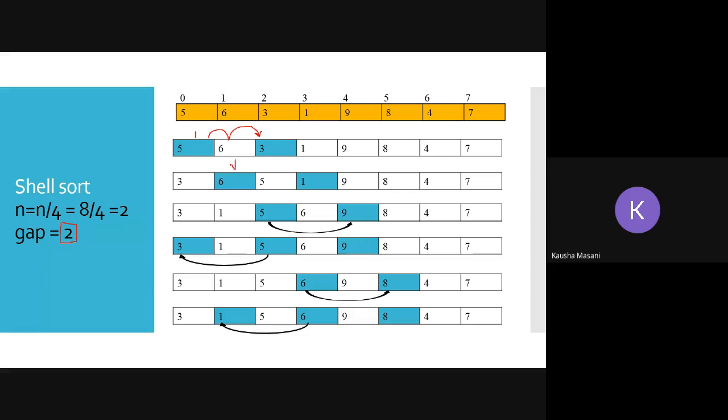Now again the next element 6, and the second element from 6. So 1 and 2. So 6 and 1. Do I need a swapping? Yes. So again 1 is in place of 6, 6 is placed on 1. Next element, that is 5. So compare it with the second element. So 1 and 2. Right? So 5 and 9. Do I need any comparisons?